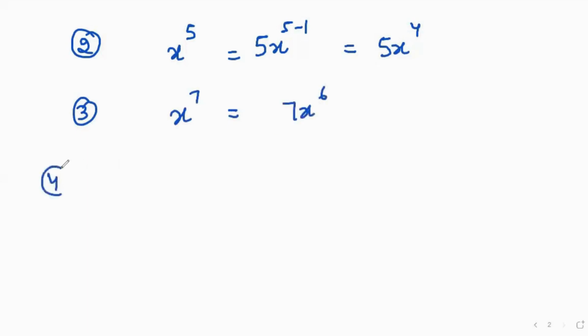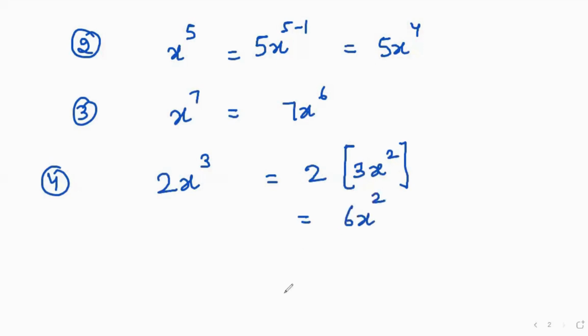Now, what if we have a constant number with the equation? Like 2x cube. At this time, keep the constant as it is and solve the equation. x cube will be 3x square. So 2 multiplied by 3 is 6. So 6x square will be the answer.